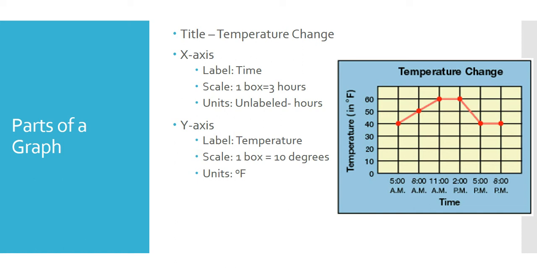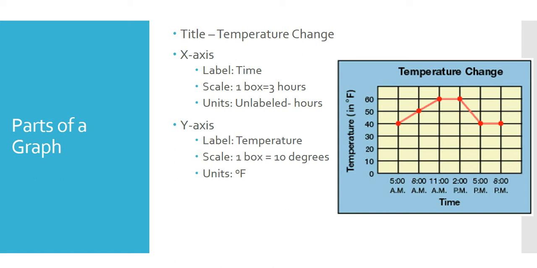Now, one thing interesting about this graph is the y-axis starts at 0, but the x-axis does not. That's because the difference between the zero time or midnight and 5 a.m. is not 3 hours. And so it's okay in this case, when we're tracking temperature change over a specific amount of time, to start it at 5 o'clock a.m. The unit, while it's not labeled, is clearly hours.